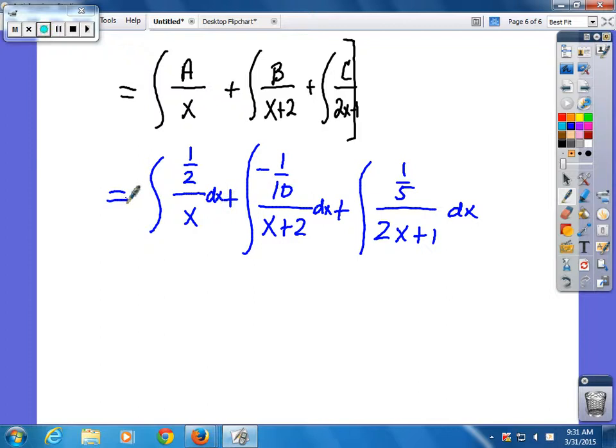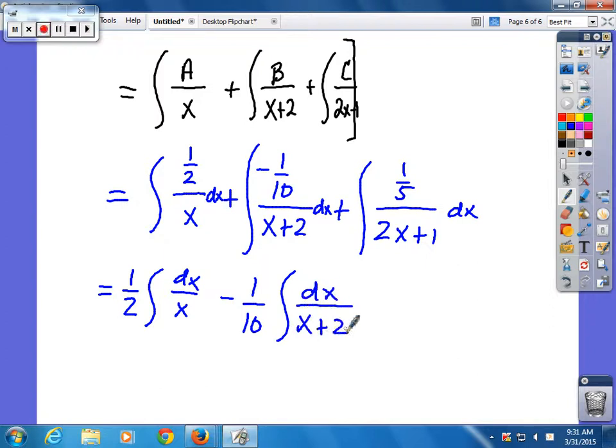All right, so the 1/2 comes out. So that'd be 1/2 antiderivative of dx over x. That looks familiar. Plus or minus 1/10 dx over x plus 2, plus 1/5 dx over 2x plus 1. Now take a minute. Now you need to apply your calculus.